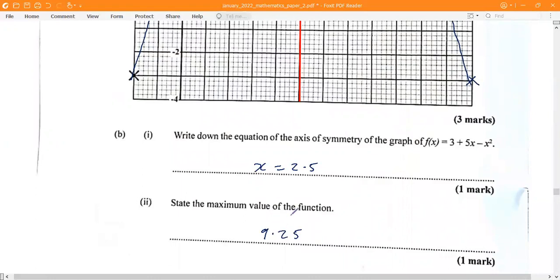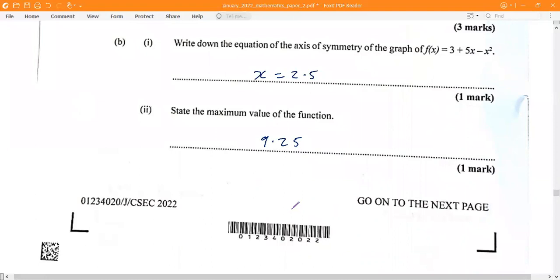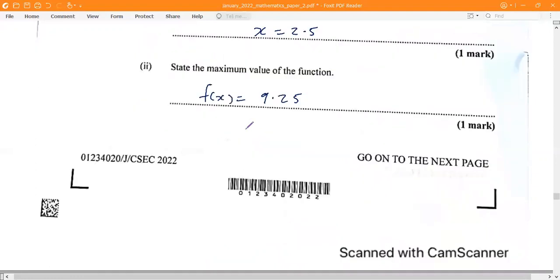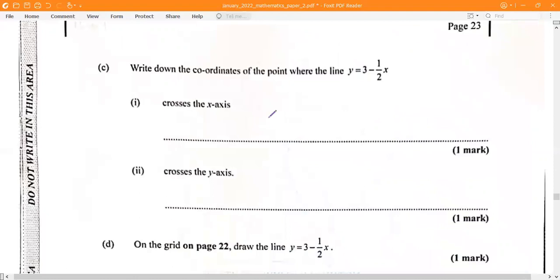Right, 9.25. You could say f of x. Write down the coordinates of the point where the line y is equal to 3 minus a half x crosses the x-axis. Okay, so at this point, y is equal to 0.